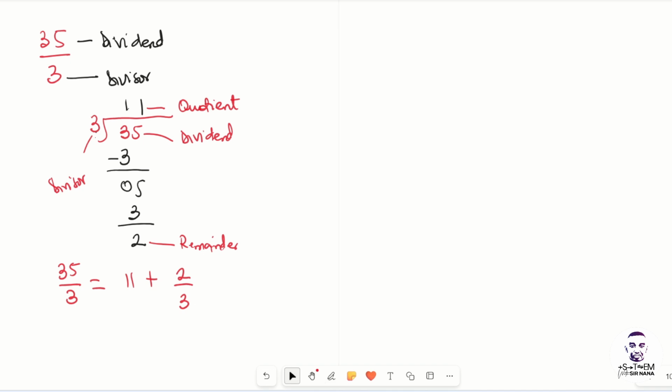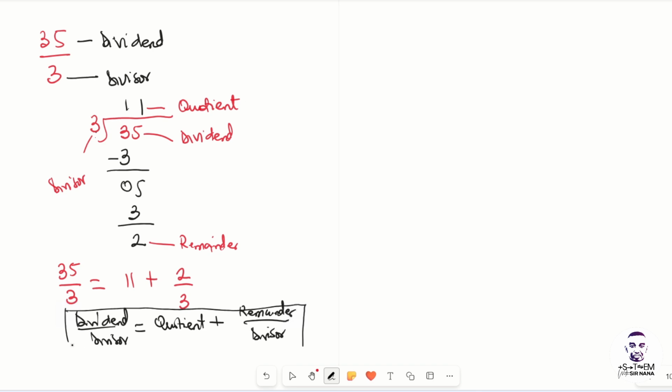So it means that when we have the dividend, right, all over the divisor, we can express it as a quotient plus the remainder all over the divisor. So it means that the dividend all over the divisor can also be expressed as a quotient, right, plus the remainder all over the divisor.